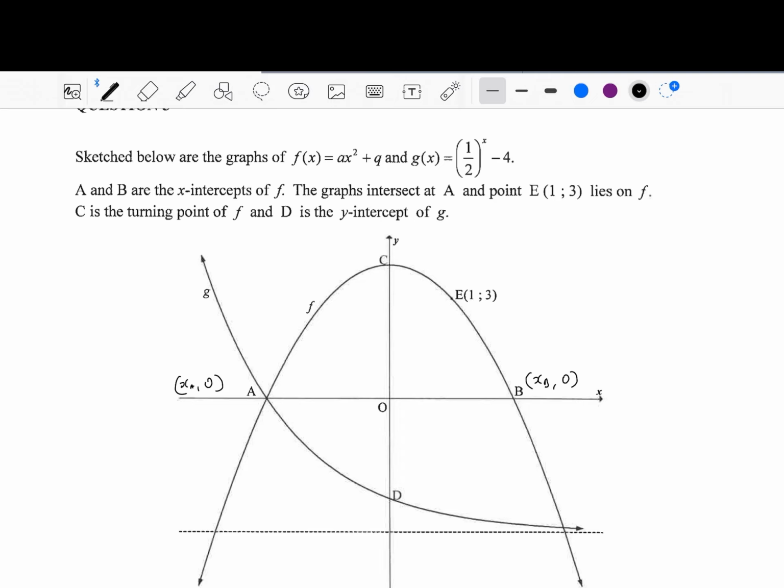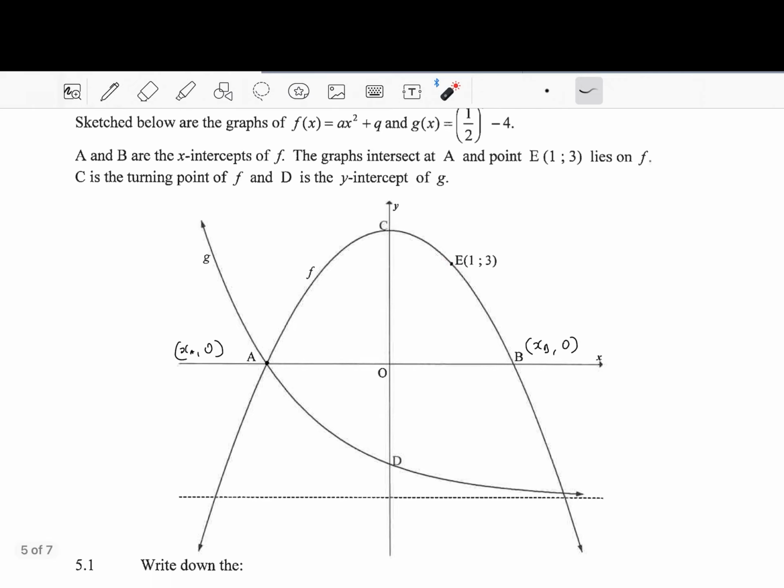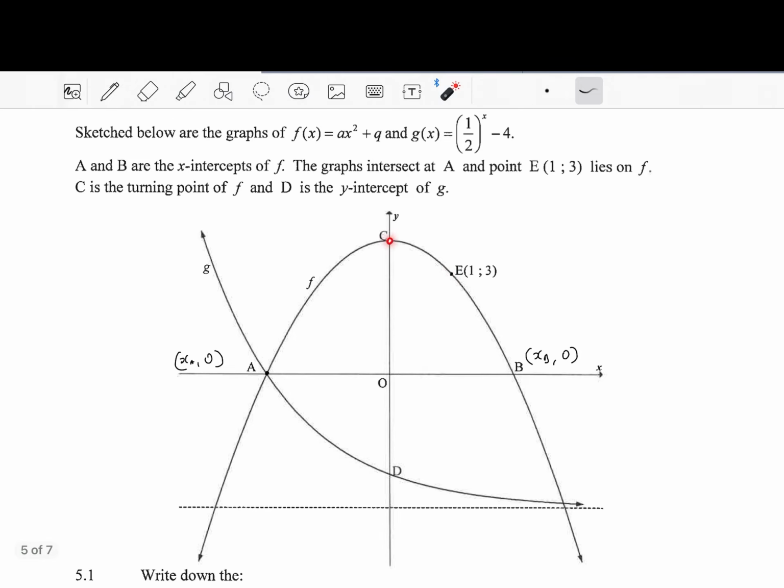Great. And then the graphs intersect at A. So at this point, G and F are equal, right? That's what that means. And then point E lies on F, so you have point E here. And C is a turning point. Oh, okay, great.